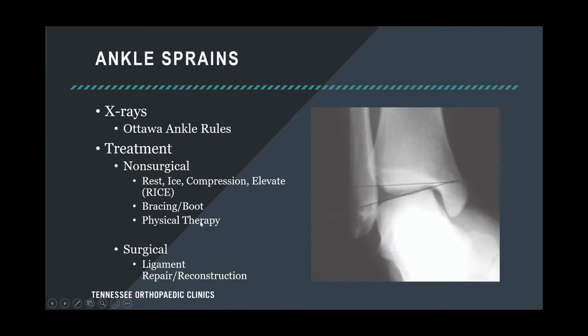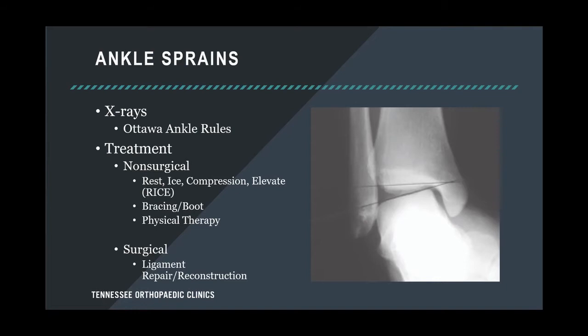Treatment-wise, the vast majority of people don't require anything surgical for this. Most of the time early on, if you have this at home, you just want to rest it, put some ice on it, compress it with a compression wrap, elevate it, and just get off it for a couple of days. Getting into a brace or a boot if you have one can be very helpful for a couple of weeks. And the most important thing is doing some good physical therapy.